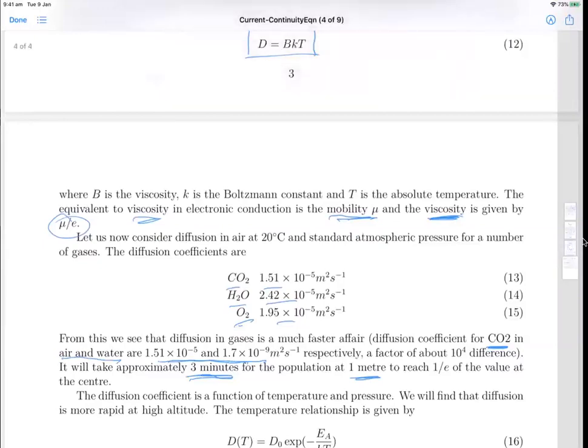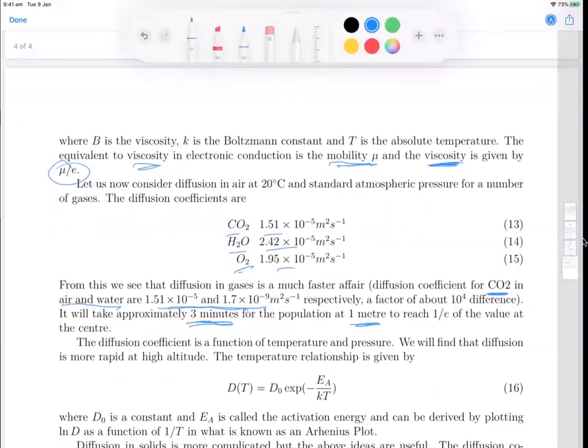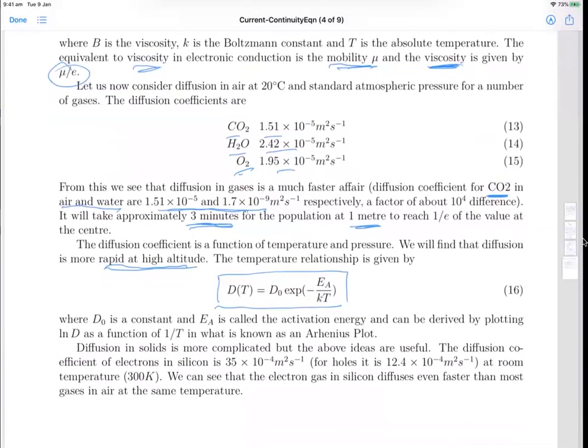The diffusion coefficient is also a function of temperature and pressure. And we find that diffusion is more rapid at high altitude. And it's interesting to think why that should be. And I leave that for you to think about. And the temperature relationship is given by this. And we can run experiments to work out what these forms are. I'm not going to worry about that.